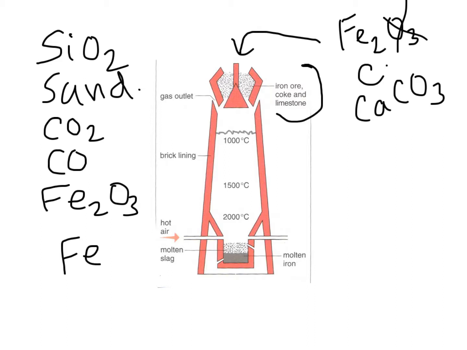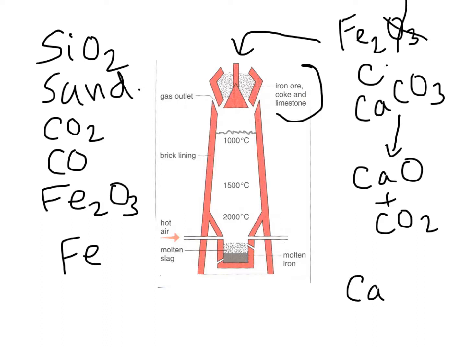Now, calcium carbonate, as we know, is limestone, and in the intense heat of the blast furnace it undergoes thermal decomposition, and it breaks down into calcium oxide and carbon dioxide. It's actually this calcium oxide that reacts with the silicon dioxide to make calcium silicate, which is CaSiO3.